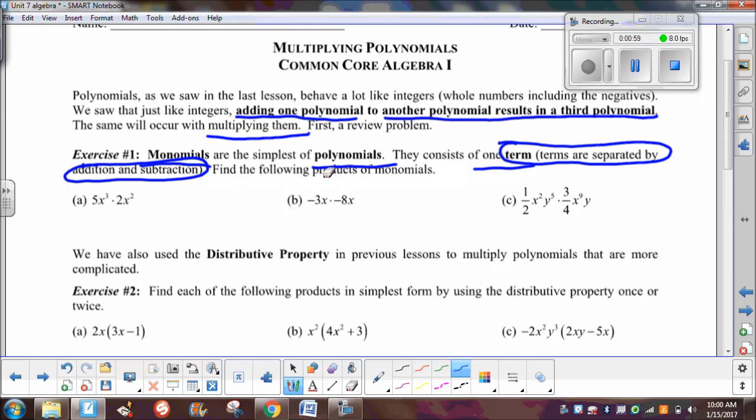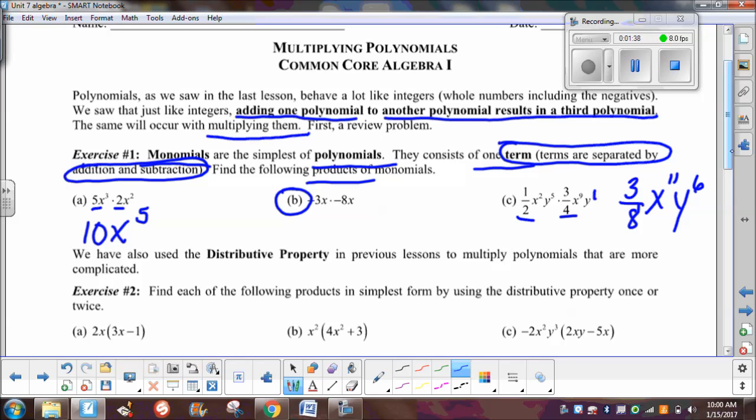It says, find the following product. Product means to multiply. So if I look at question A, it says 5x cubed times 2x squared. When we multiply our coefficients, we get 10x, and when we multiply, we add our exponents, to the fifth. I'm going to leave question B for you to do. Question C. Our coefficients are 1/2 times 3/4, which is 3/8 when I multiply. And now take our like bases of x squared and x to the 9th, and that's going to give me x to the 11th. And y to there's a 1 there, so that's y to the 6th.